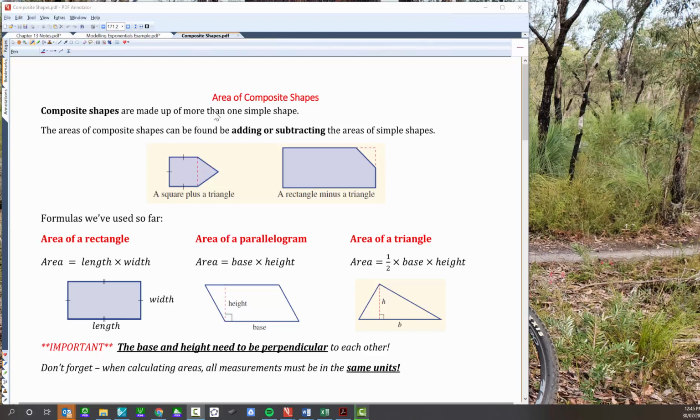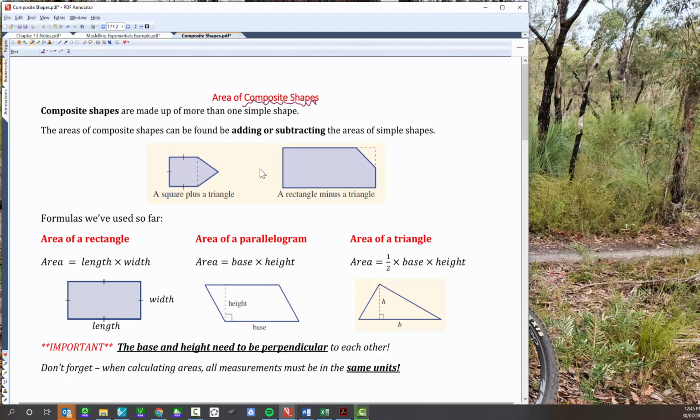In the lesson today, we're going to look at area of composite shapes. So composite shapes, or you might have been in a composite class in primary school. A lot of primary schools do composites. Composite means composed of other things. So a composite would be grade 1, 2 composite, composed of grade 1 students and grade 2 students.